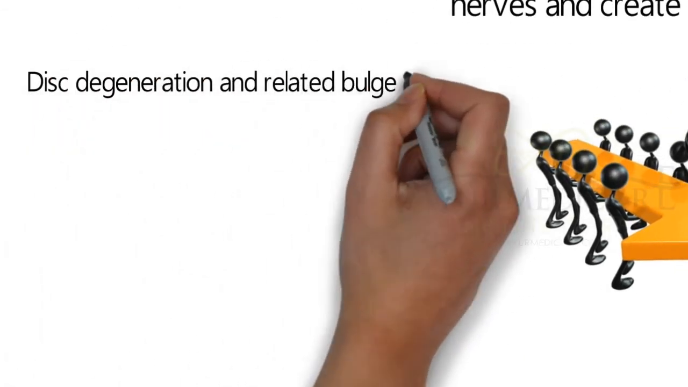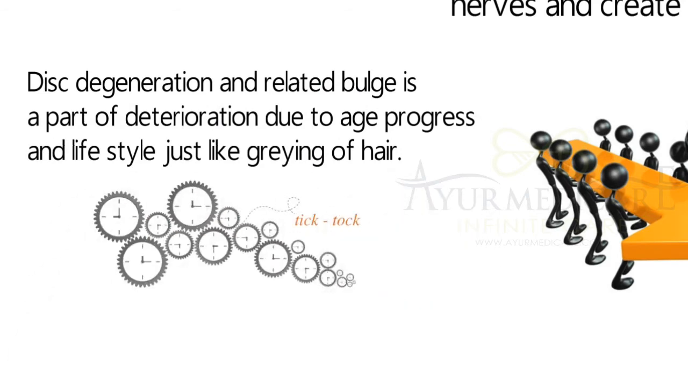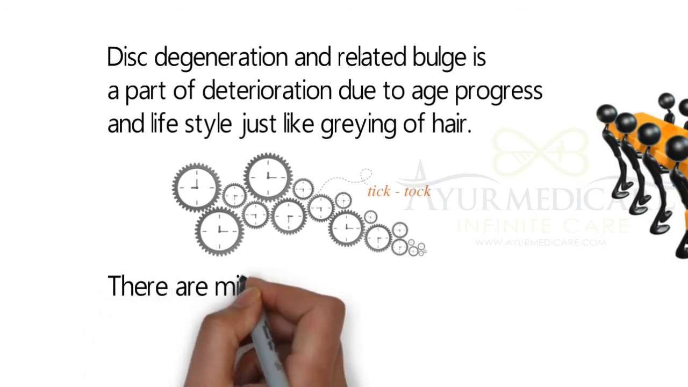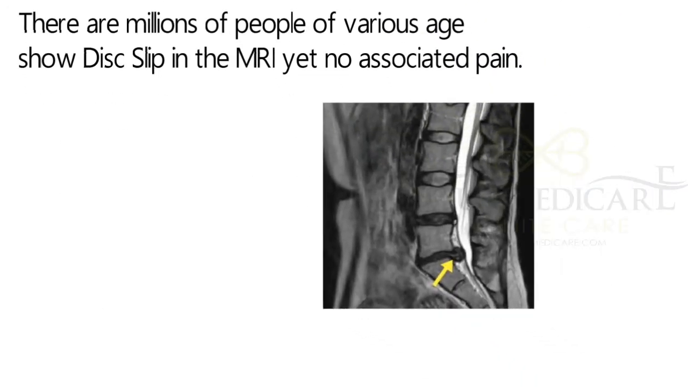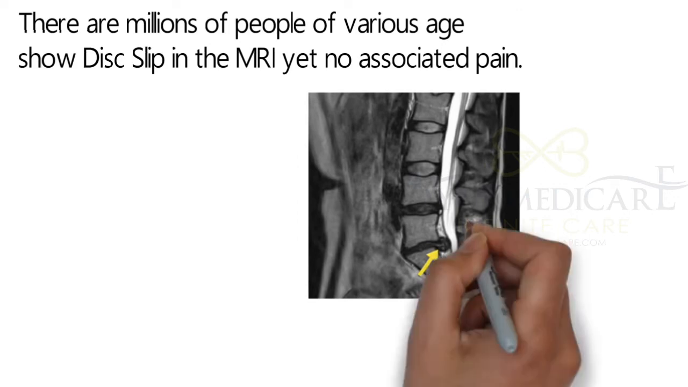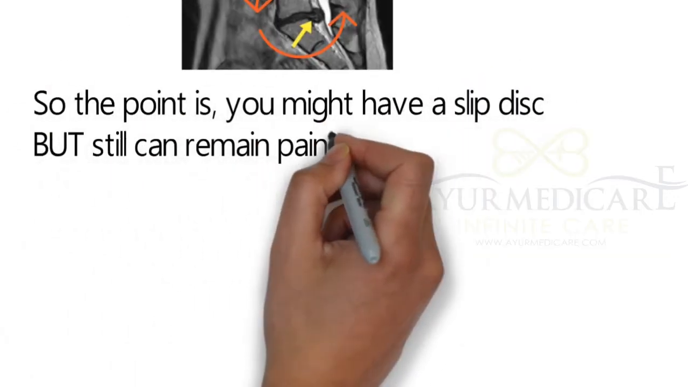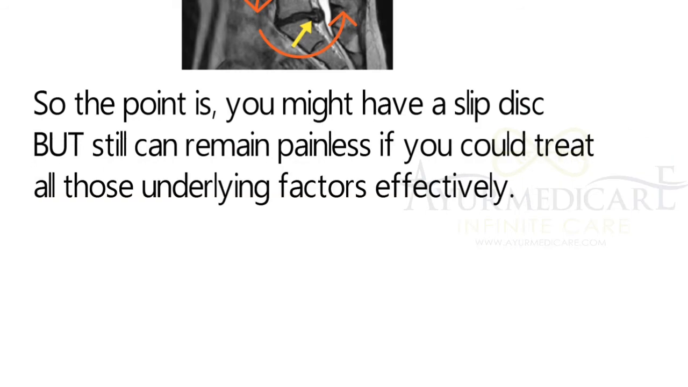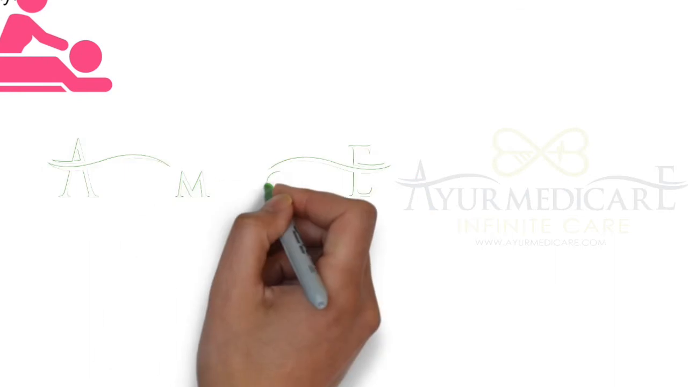Disc degeneration and related bulges are part of deterioration due to aging, just like graying of hair. There are millions of people of various ages who show disc slip in the MRI, yet have no associated pain. So the whole point is, you might have a slipped disc but still can remain painless if you could treat all those underlying factors effectively.